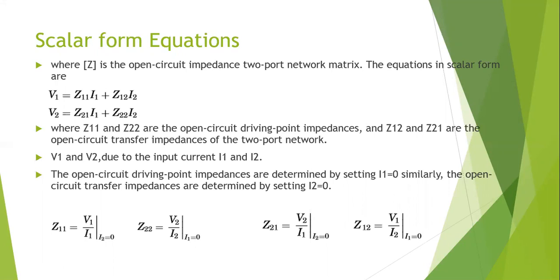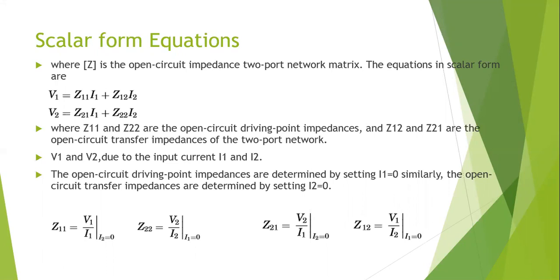Similarly, Z21. And if you remember the circuit which I have shown in slide 1, V1 and V2 are the voltages that are caused due to the excitation of the source voltage and load voltages. In other words, we can also say that it is caused by the input currents I1 and I2. The open circuit driving point impedances are determined by setting I1 equal to 0. Similarly, the transfer impedances are determined by setting I2 equal to 0.